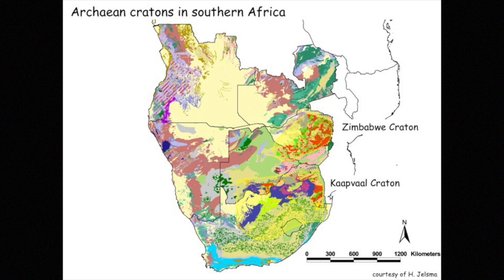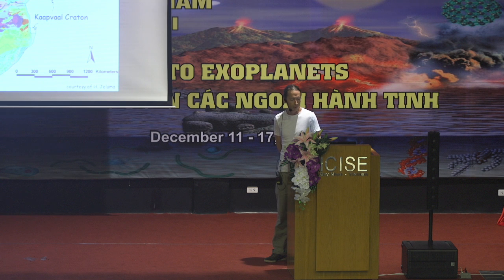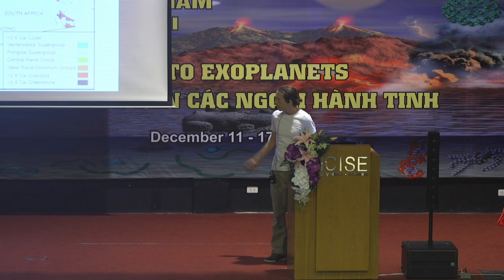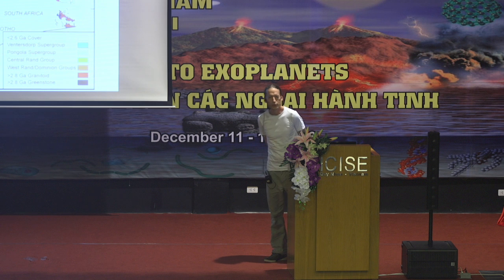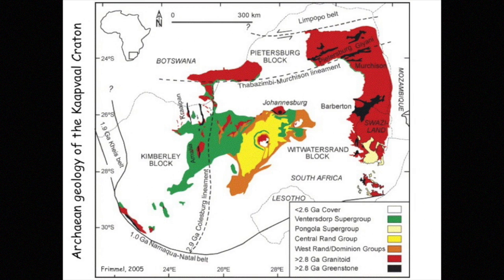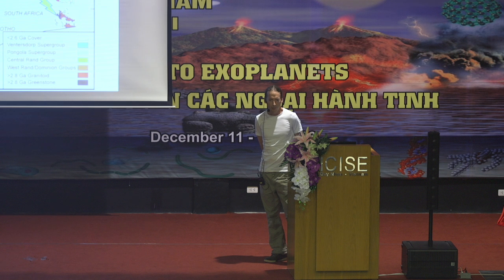So we will be focusing now on the Archaean geology of the Kaapvaal craton, and this is the outline of the Kaapvaal craton, and whatever is shown in color are rocks of Archaean age, and the oldest rocks are those shown in red and black. These are Paleoarchean granitoids and greenstones. The reds are granitoids, the black are greenstone belts, and I will be showing you some information from some of the oldest greenstone belts.